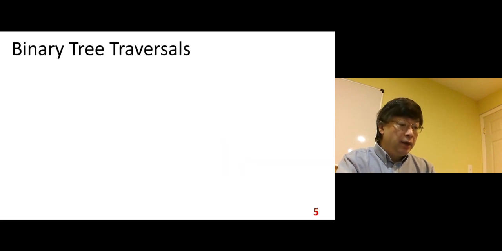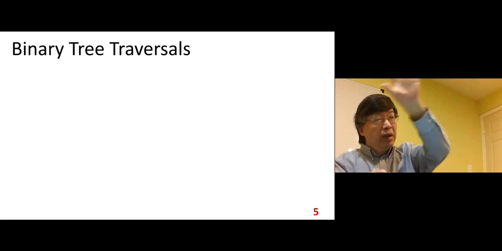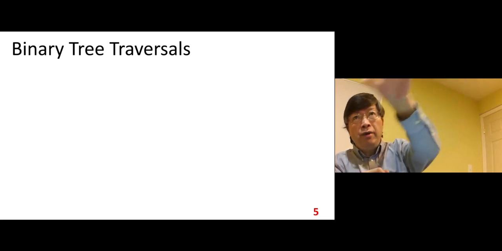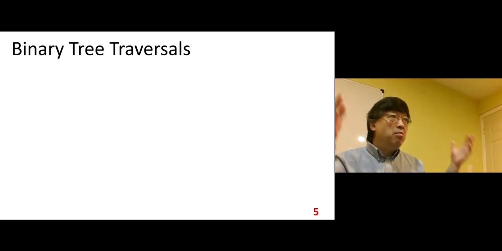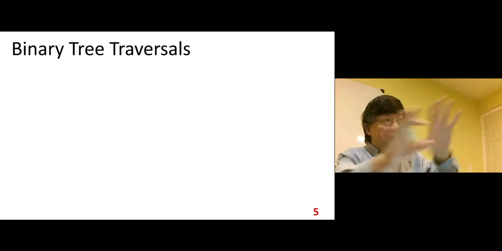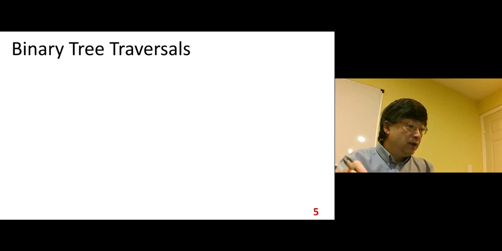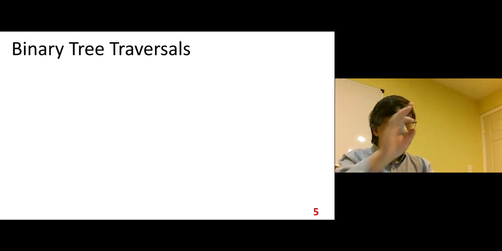Next, binary tree traversal. After we have a binary tree, we need to do traversal. We need to go through all the nodes in that binary tree without missing any one. How can you do that? For an arbitrary tree, you can do that. So here, there are three basic ways to do the traversal.